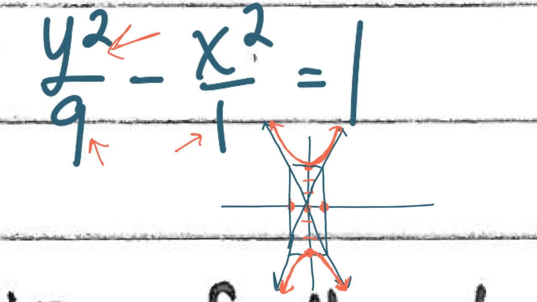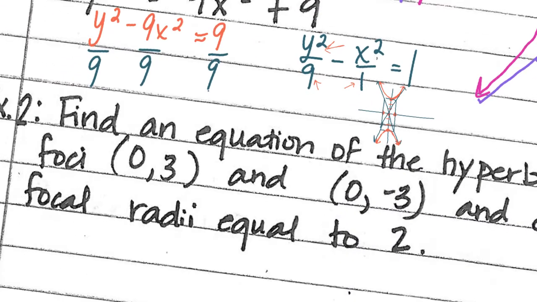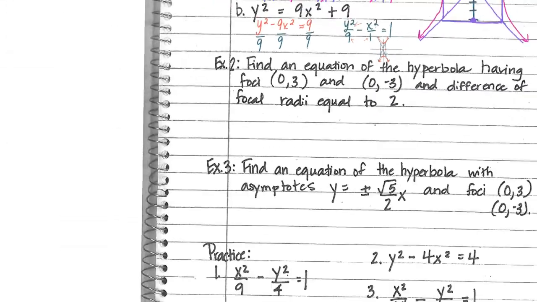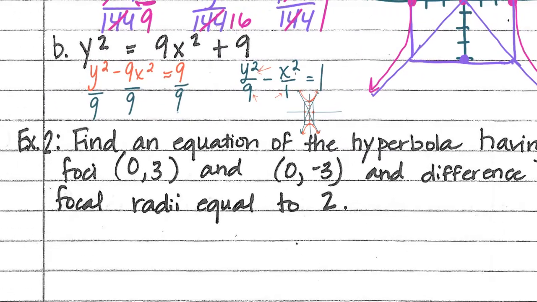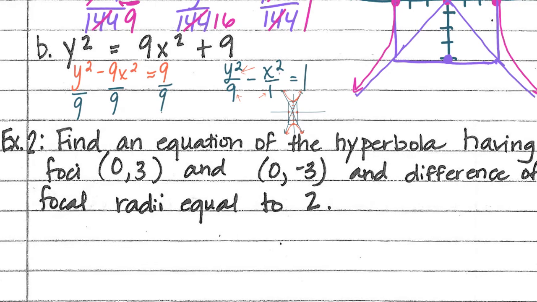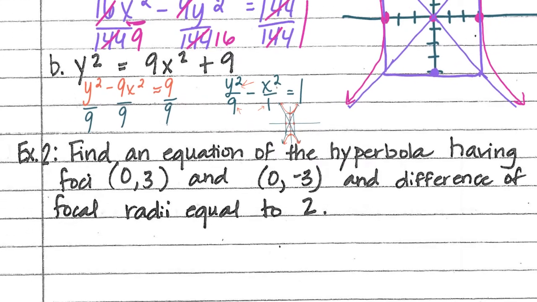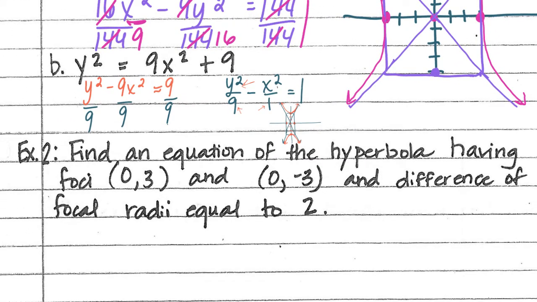If the x squared comes first, you're going to graph it on the x. So now we're going to learn a little bit about the foci and everything else, okay? So let's go ahead and start. It says find an equation of the hyperbola having foci at (0, 3) and (0, -3), and a difference of the focal radii equal to 2. Well, that doesn't make much sense to us yet.